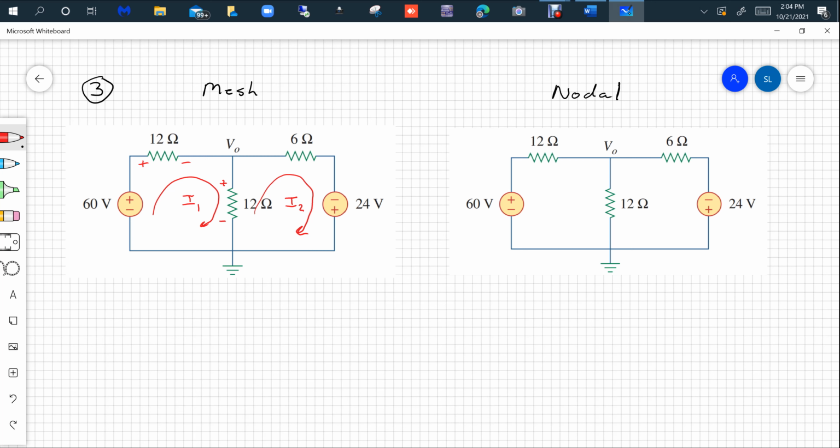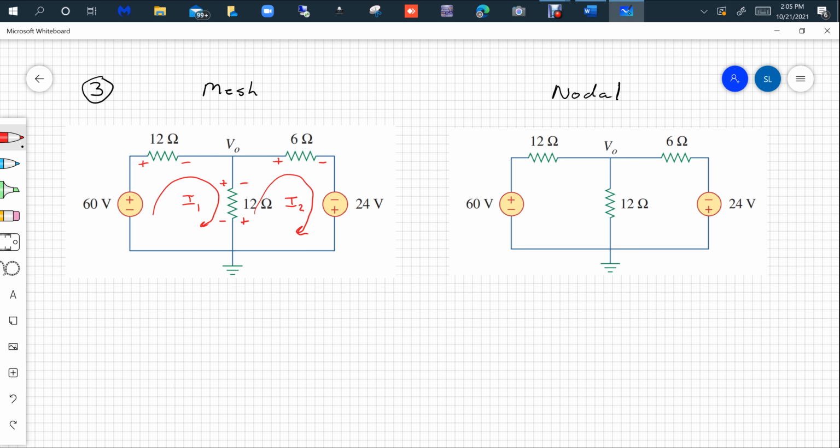Just put in the passive sign convention. You'll see how important it is later. As soon as you get that direction of I2, you put a plus there, you put a minus there, you put a plus there, and you put a minus there. You have to put the passive sign conventions in before you start analyzing your circuit.